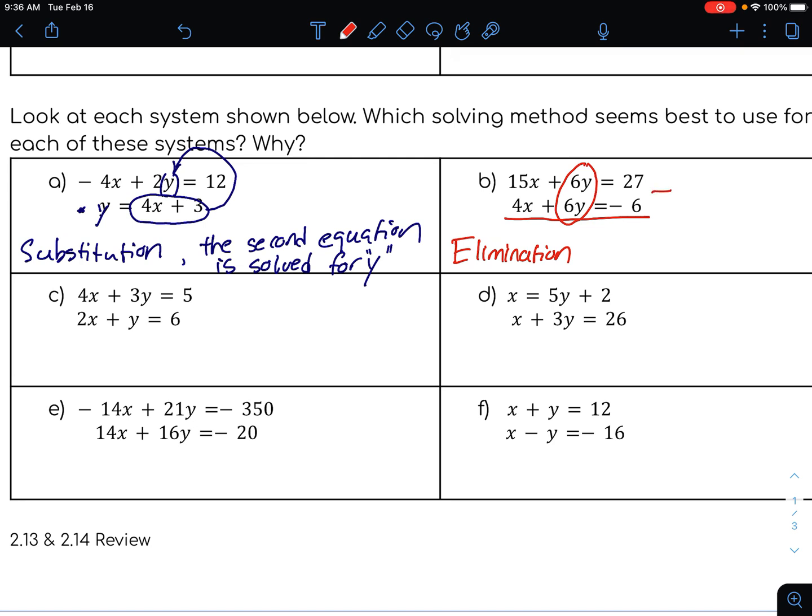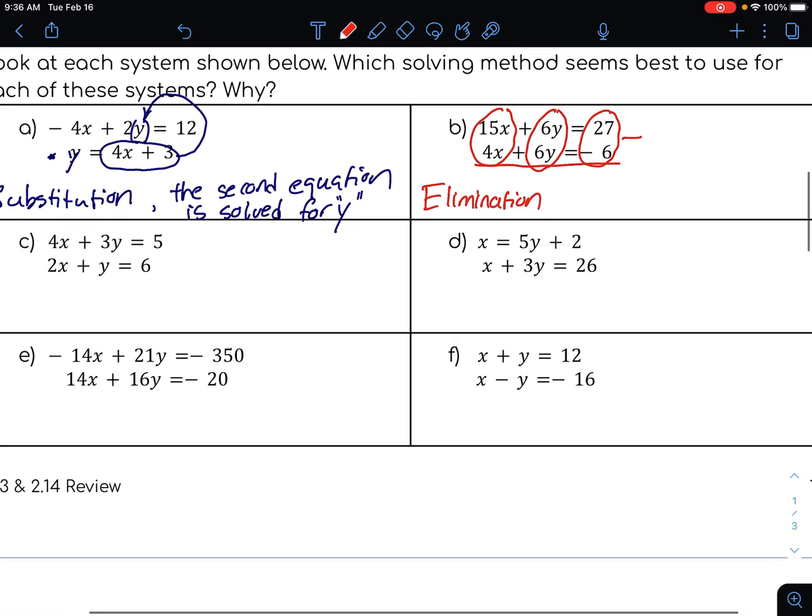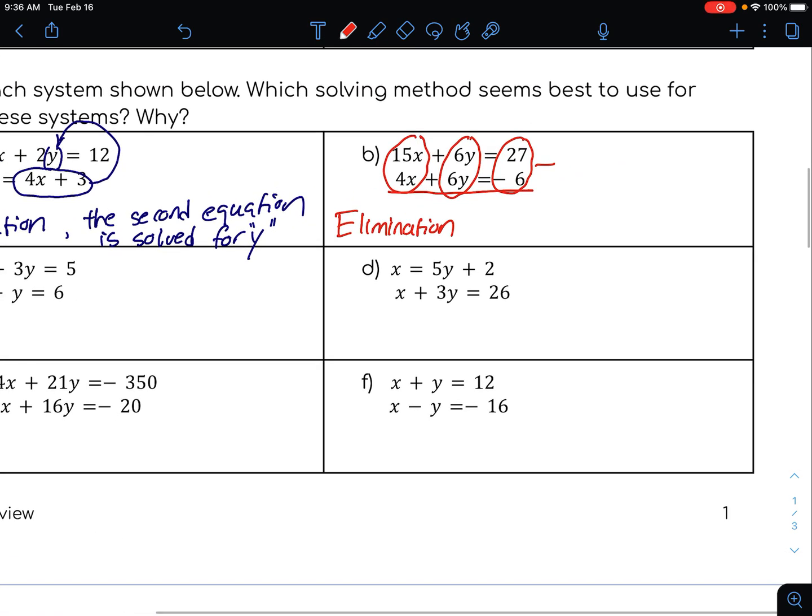So in this case, if we subtracted 6y minus 6y, that would be 0. And so you would subtract the x values, you would subtract the constants at the end on the other side of the equal sign here as well. So that's how elimination will work. You're looking for two of the coefficients to one of the variables to be the same. So in this case, 6y, 6y.